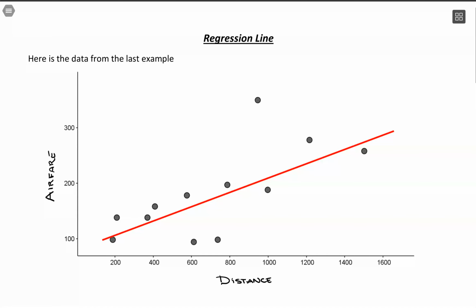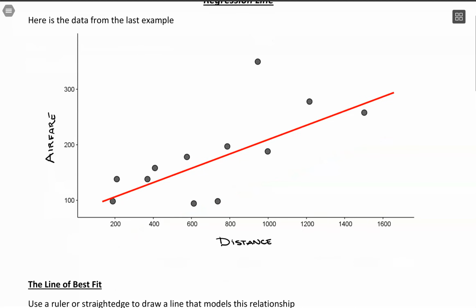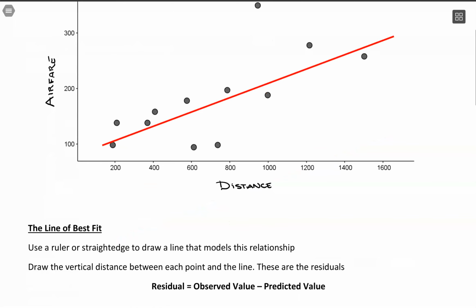So this data here is based on our last example with distance from Baltimore and airfare. So we have our scatter plot, and then we can imagine this line going through, which would be our regression line. Some other names that you'll see come up for it is the line of best fit. You might also see least squares regression line is another name for it. Or like I said up above there, you might just see regression line.